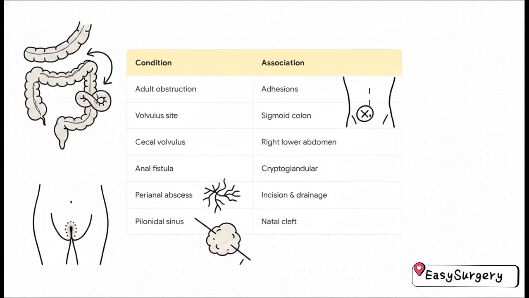Dropping down to the colorectal region, remember that locating the pathology is basically half the diagnostic battle. The most common cause of intestinal obstruction in adults is adhesions. If we're talking about a volvulus, the most common site overall is the sigmoid colon. However, if it's a cecal volvulus specifically, it presents as a right lower abdomen obstruction. Moving to anorectal issues, a common cause of anal fistula is a cryptoglandular infection. A perianal abscess, the treatment is incision and drainage, and a pilonidal sinus is commonly cited at the natal cleft.